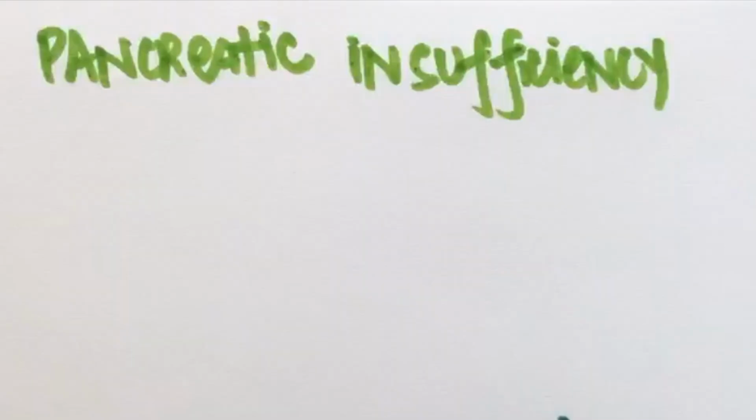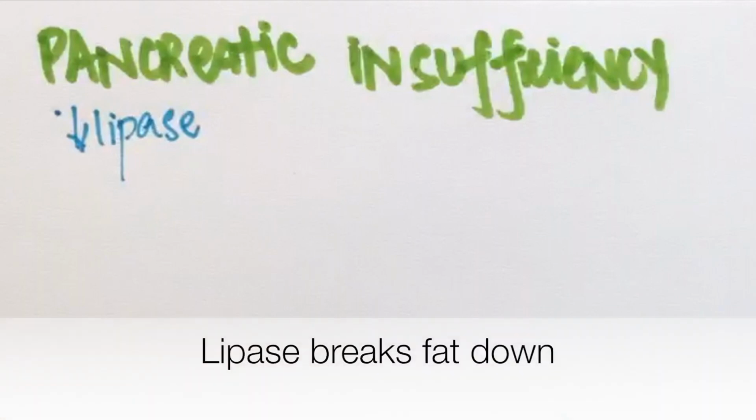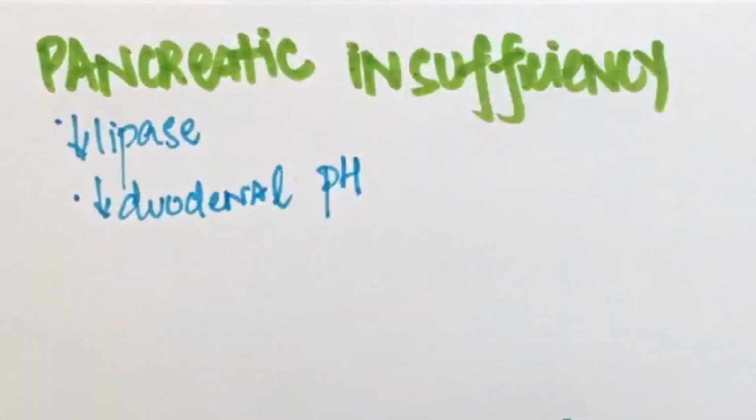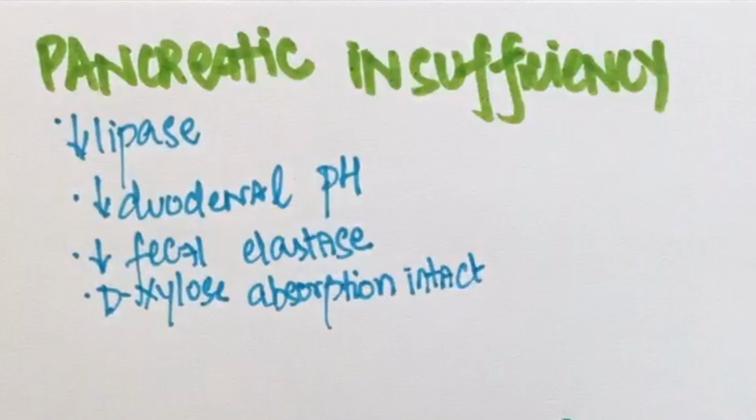Pancreatic insufficiency is also an important cause of malabsorption. Lipase is a pancreatic enzyme. It is required to break fat down to make it easy for the intestine to absorb. This is the reason why pancreatic insufficiency leads to lipid malabsorption. Pancreatic secretions are alkaline in nature. In the absence of enough enzymes, the duodenal pH in these patients will be low. Decrease in fecal elastase levels suggests pancreatic insufficiency. D-xylose absorption will not be affected.